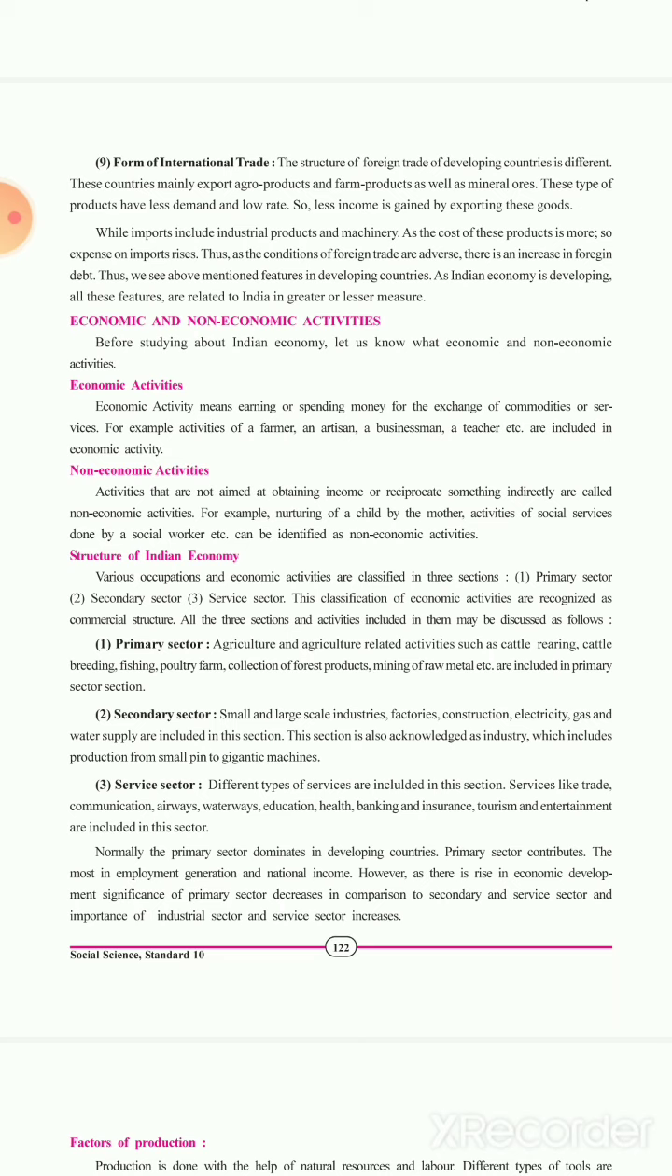Let us try to become familiar with the structure of the Indian economy. We have classified our country's activities and various occupations into three categories: primary sector, secondary sector, and service sector. Primary sector: agriculture and agriculture related activities including cattle rearing, cattle breeding, fishing, poultry farm, collection of forest products, mining of raw metal, etc., are included in the primary sector.